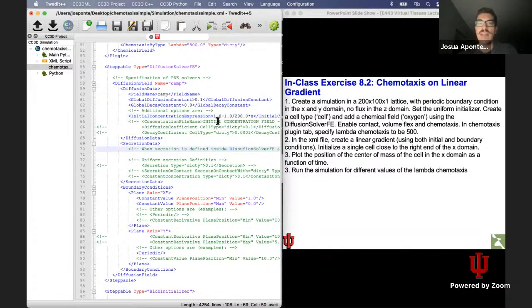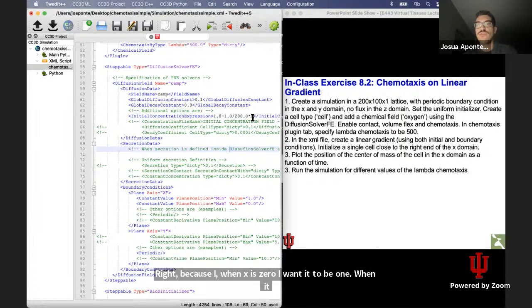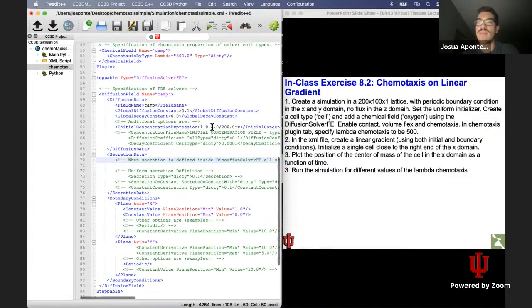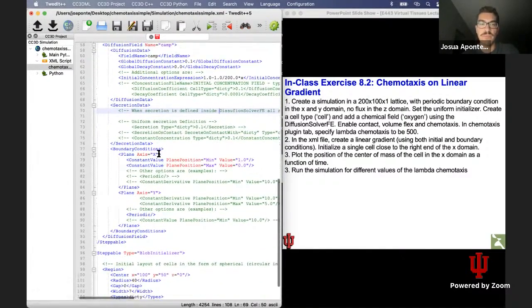Because when x is 0, I want it to be 1. When x is 200, I want it to be 0. And then I want it to decrease linearly between both edges. So that's going to give me my initial concentration to be the same as the equilibrium concentration.